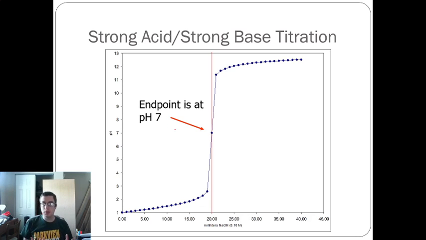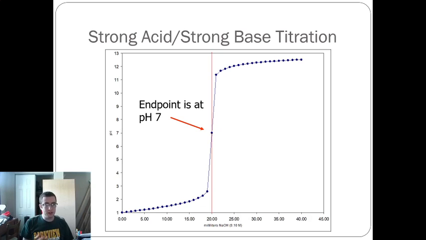So strong acid, strong base. You could think of these curves as being kind of like a tug of war. So remember, a pH below 7 is acidic, pH above 7 is basic. So if I have two strong things pulling in a tug of war, they're going to be equally matched. So I would expect the flag to stay right in the middle of the rope, or right in the middle of the field, whatever you want to call it. So the endpoint in a strong acid, strong base titration is going to be smack dab in the middle at a pH of 7, because they're both going to balance out.